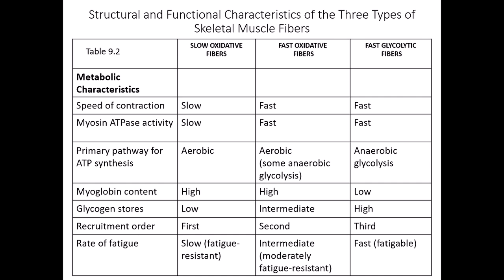Recruitment order there, and then rate of fatigue. So slow oxidative has slow fatigue, so those are fatigue resistant, and that's because of that aerobic pathway. And then you can see intermediate and then fast. So the fast glycolytic fibers kind of burn out sort of quickly because the glycogen reserves are fairly short-lived. So just some things to consider about the different types of fibers that we find. The fast oxidative, those are the least common because they're sort of intermediate in everything.